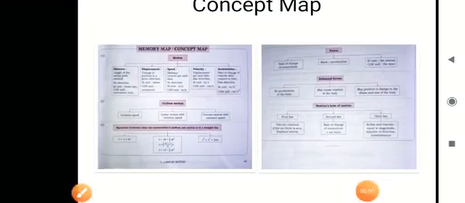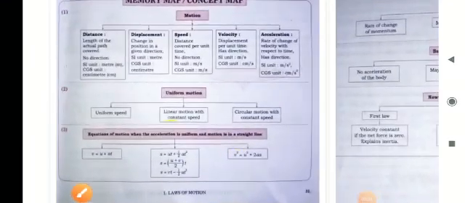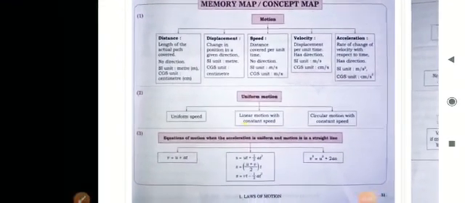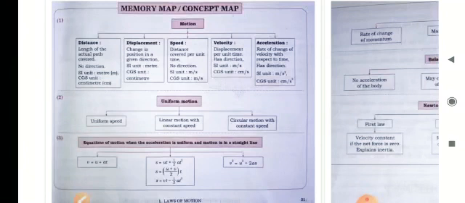Now, let us study the concept map. Motion. Motion is of different types with different concepts. Distance. Length of the actual path covered is distance. It has no direction. The SI unit is meter, CGS unit is centimeter.